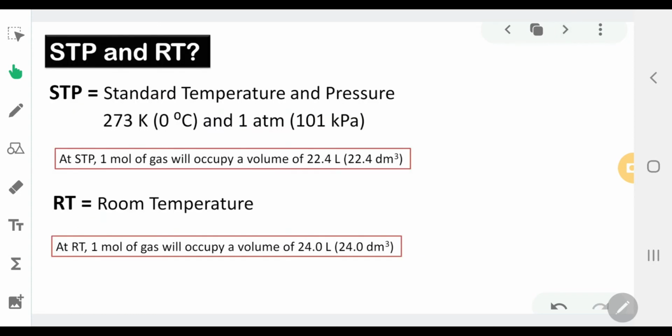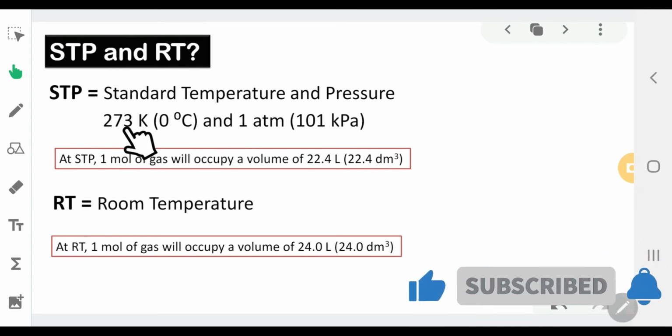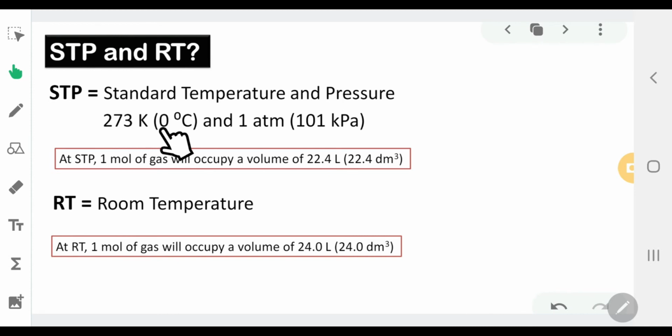Okay. So standard temperature and pressure. Standard temperature and pressure is defined as 273 Kelvin or 0 degrees Celsius and at 1 atmospheric pressure. So at STP, 1 mole of gas is always going to occupy 22.4 liter of space.